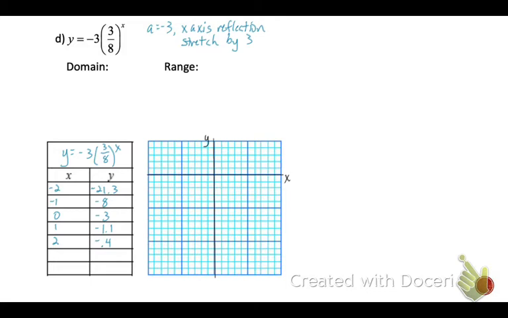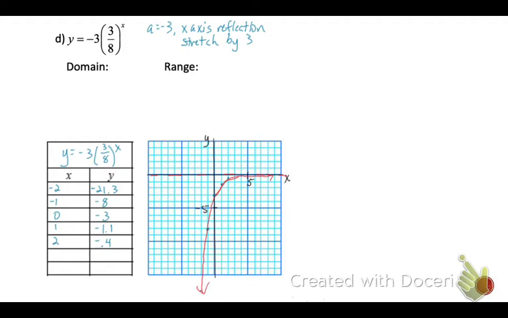So drawing your xy axis, and notice I switch my xy axis around based on my values. So I have lots of negative here in my y values. And then I plot them. My first point is going to need to go off graph because I'm at -21.3, just a little bit though. Now -1.8, 0, -3, 1, -1.1, and 2, -0.4.